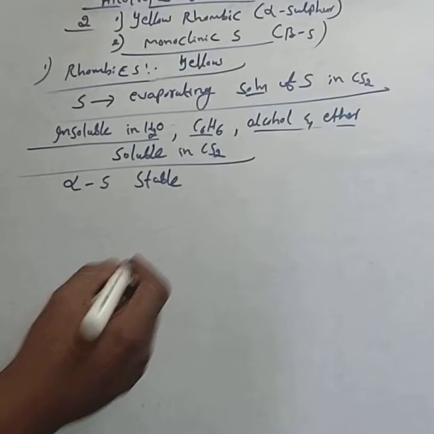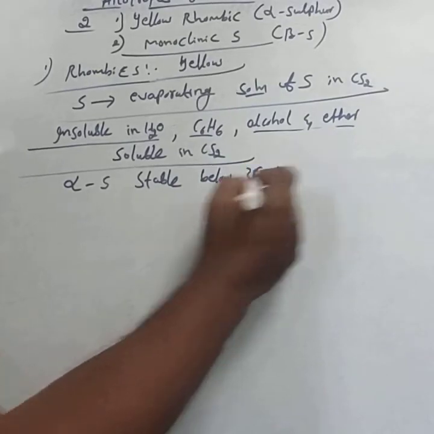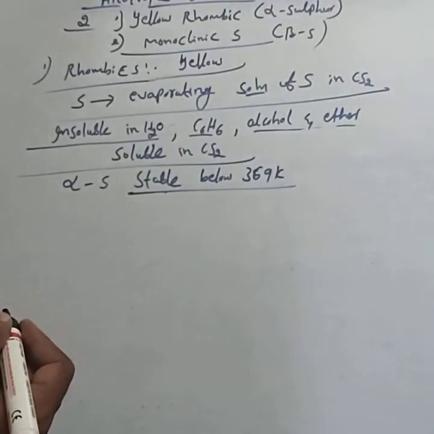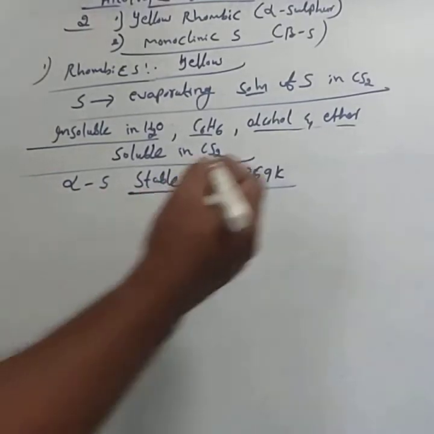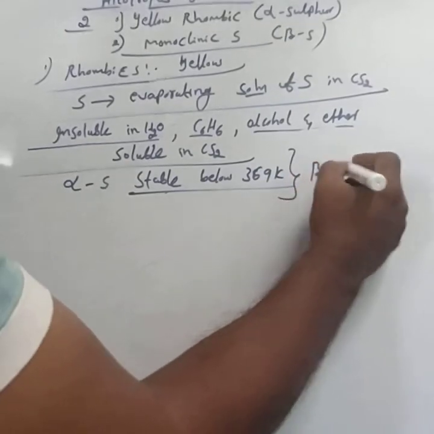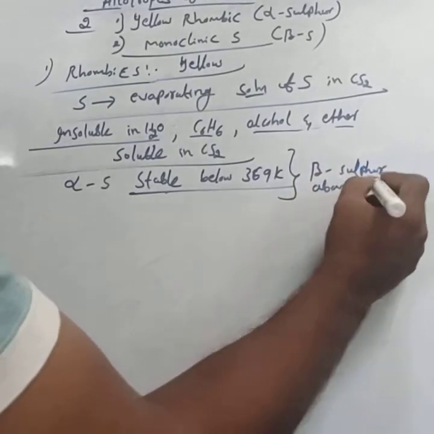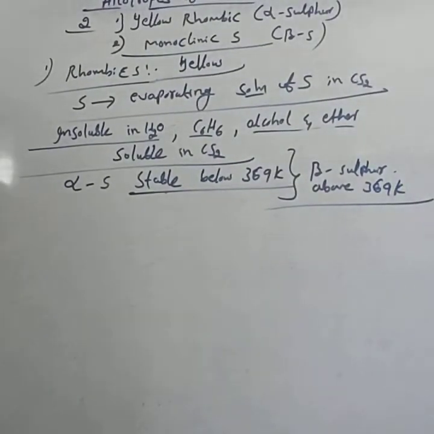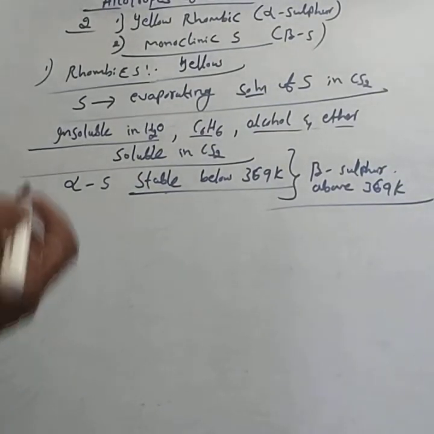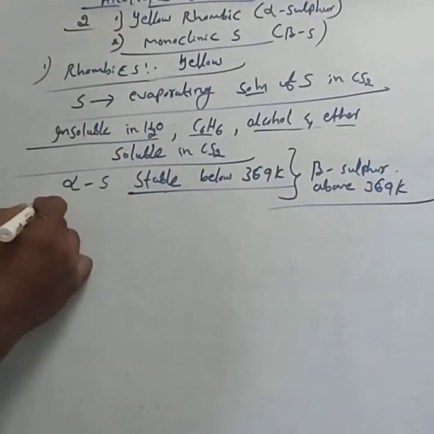It is stable below 369 Kelvin. Only below 369 Kelvin is this rhombic sulfur stable. If you raise the temperature above 369 Kelvin and maintain it, the rhombic sulfur changes into monoclinic sulfur. This is about the rhombic sulfur.